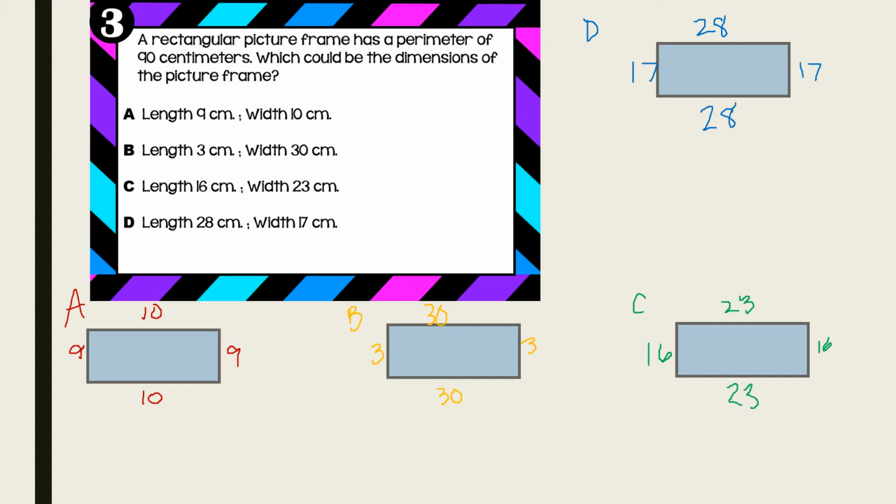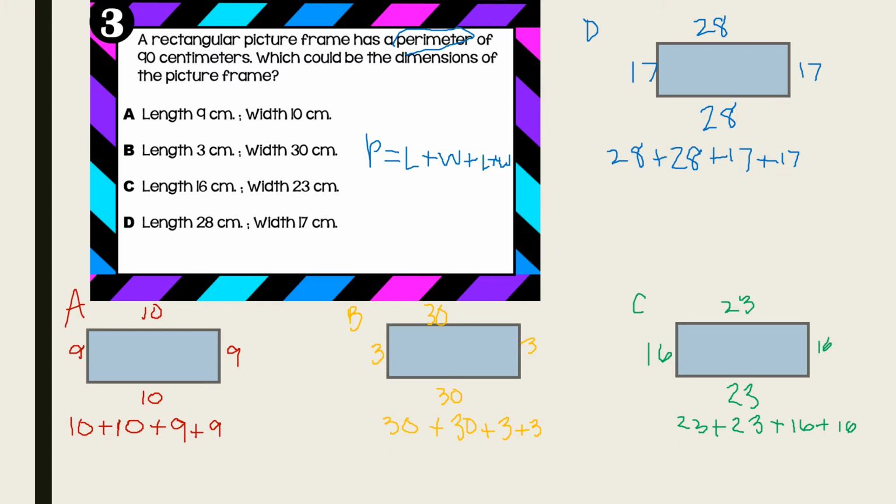If we're finding perimeter, our formula is length plus width plus length plus width. So I'm going to start by adding up all the sides. A would be 10 plus 10 is 20. I'm going to add these in parts. 9 plus 9 is 18. When I put 20 and 18 together, the perimeter equals 38. B, I know 30 plus 30 is 60. And 3 plus 3 is 6. When I put 60 and 6 together, perimeter equals 66. Remember, I'm looking for a perimeter of 90. Next, I've got 23 plus 23 and 16 plus 16.